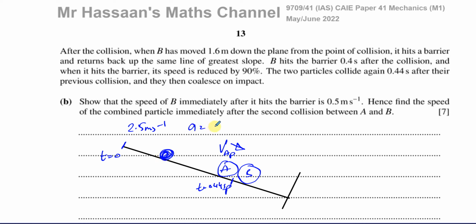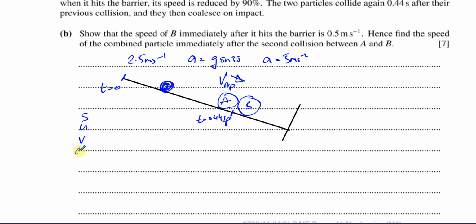The acceleration is going to be g sine 30, because it's smooth. So it's going to be basically 5 meters per second squared. So that's going to be the acceleration down the slope. So we can use suvat to work out what the velocity of A will be when it hits B. So S, we don't know, we don't need to know that. U is 2.5. V is the velocity of A at P, which we're trying to find. Acceleration is 5, and the time is 0.44 seconds. So we can use V equals U plus AT.